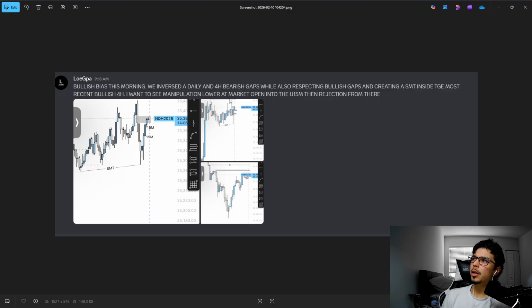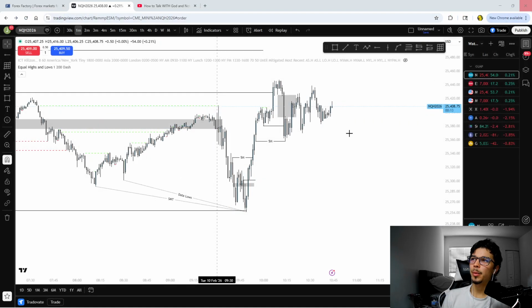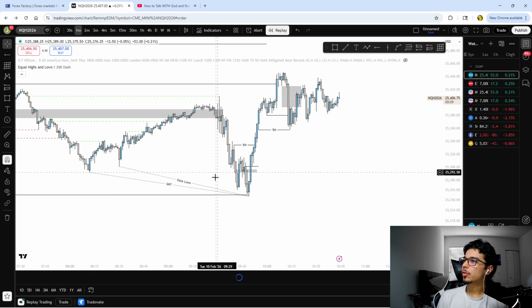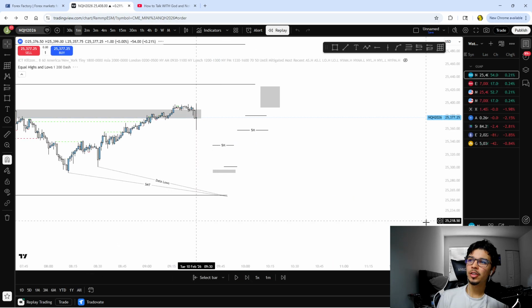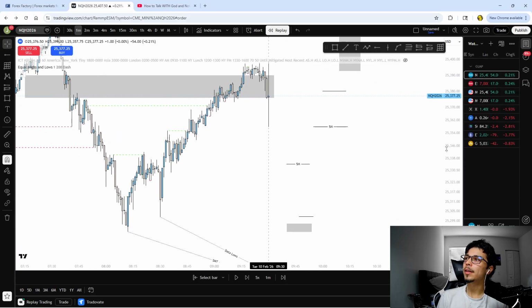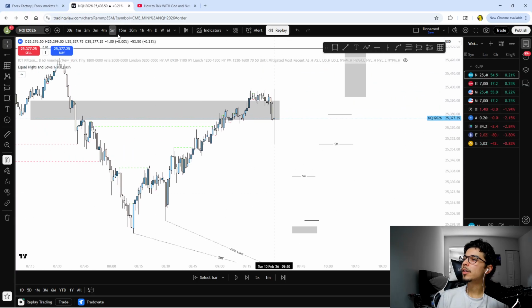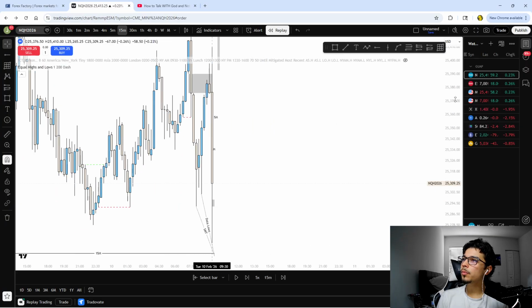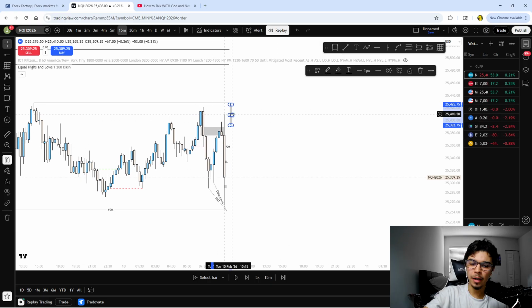I wanted to see manipulation lower at market open into the unfilled 15-minute and then a rejection from there. So we ended up getting a manipulation lower into the unfilled 15-minute, but not the one I was talking about. So let's go right here. Honestly, price action is looking beautiful lately, and even though I didn't trade today, I'm very glad price action is picking up. So coming into this morning, I basically had two conditions.